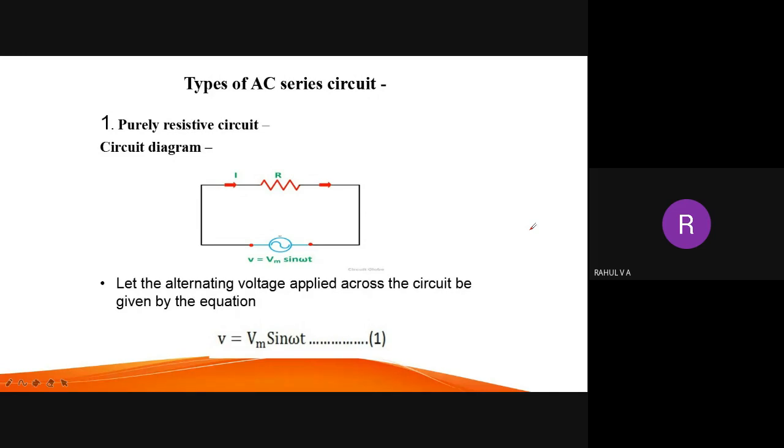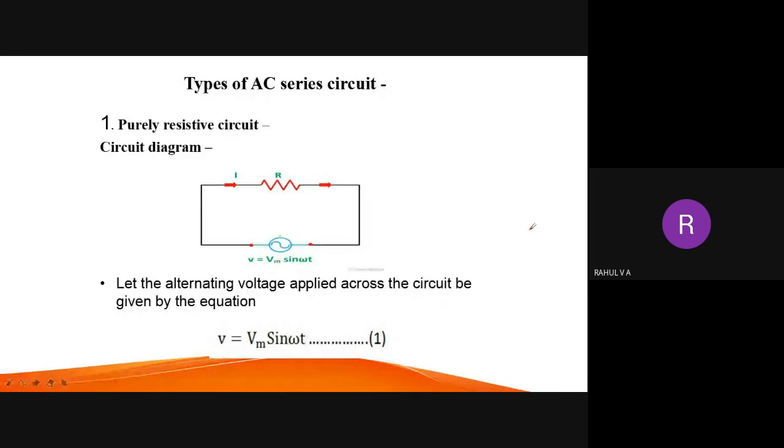So V divided by R, then we will get the current formula I is equal to Im sin omega t. So both the equations have sin omega t, that means there is no phase difference. The waveform will cross zero exactly at the same point. But while drawing the phasor, you have to draw the current phasor exactly on the voltage phasor because there is no phase difference.